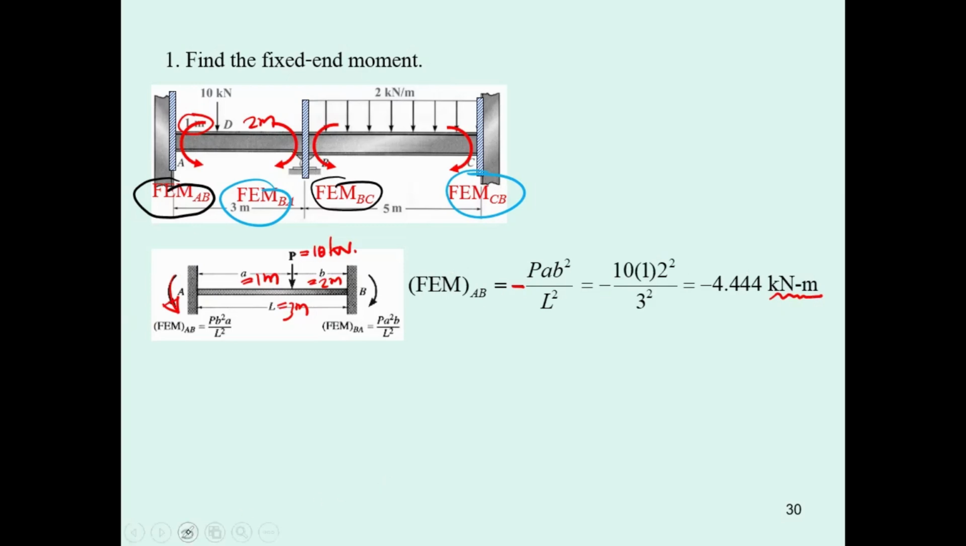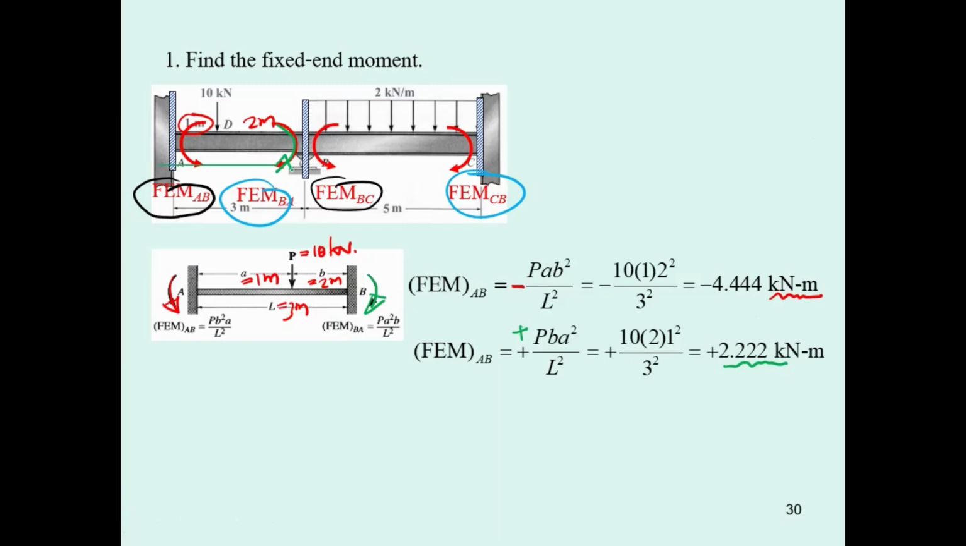Now, we come to the second one. That's going to be clockwise. This is going to be positive. P b a square divided by L square. And sure, the second one is going to be smaller because this one is far away from the loading when compared to this fixed end moment AB. The one that's close to the load is going to have larger fixed end moment. The one far away is going to have smaller moment.